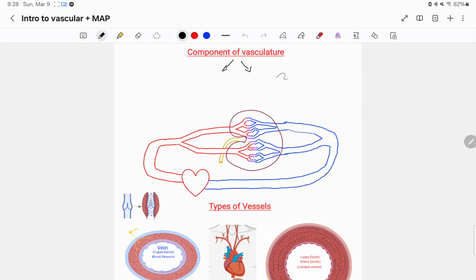All right, so now with all of that out of the way, let's go ahead and dig into the components of the vasculature and then the types of the vessels.